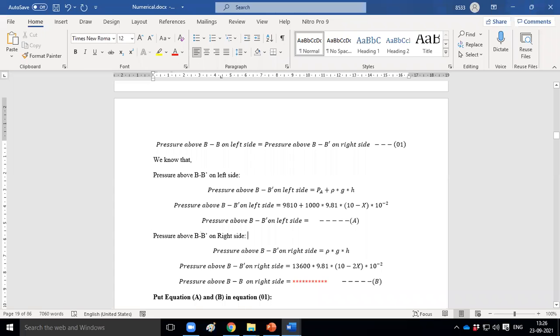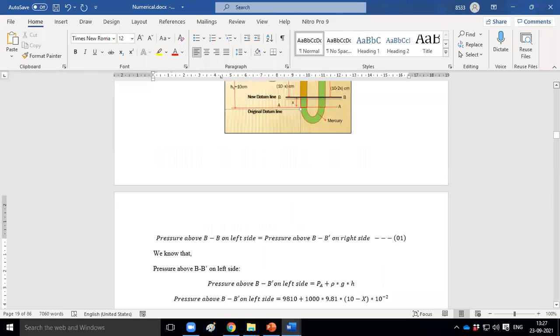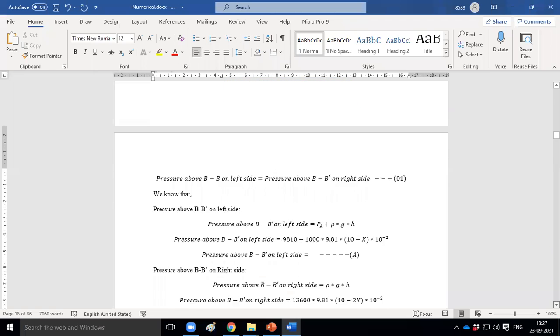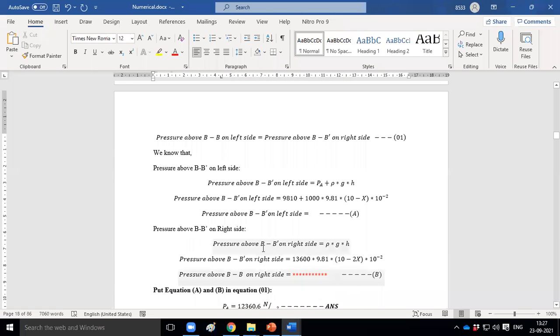Next equation is pressure above BB dash on right side. What will be the equation for pressure above BB dash on right side? First of all, tell me how many liquids are above BB dash on right side? One fluid. Which one? Mercury. So what will be the equation? Rho GH. Pressure above BB dash on right side is rho GH. Simultaneously, some students can do the calculation. This rho GH is for which fluid?